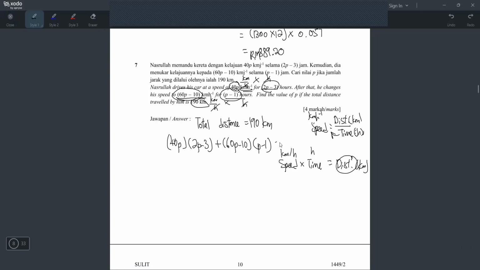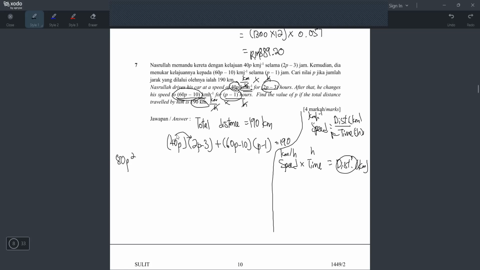Sorry. Equals to 190. Okay, let's draw a line to separate it. Now we darab. Okay, how do you expand this? How you kembangkan? How you darab? So 40p times 2p, 80p square. Okay, so very high chance later you might get two answers because got square already. Got square means quadratic. It means you might end up with two answers.